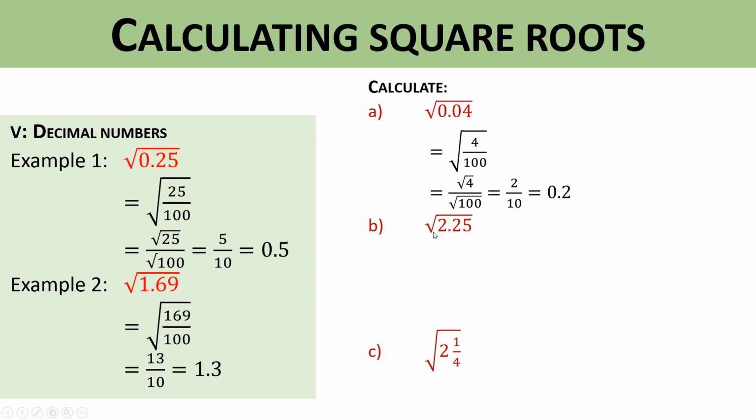Similarly, square root of 2.25, we recognize the number 225 here, but it has been divided by 100 again. So I can rewrite this as square root of 225 divided by 100. And the square root of 225 is 15. Square root of 100 is 10. So this is 15 over 10. So this is 1.5.